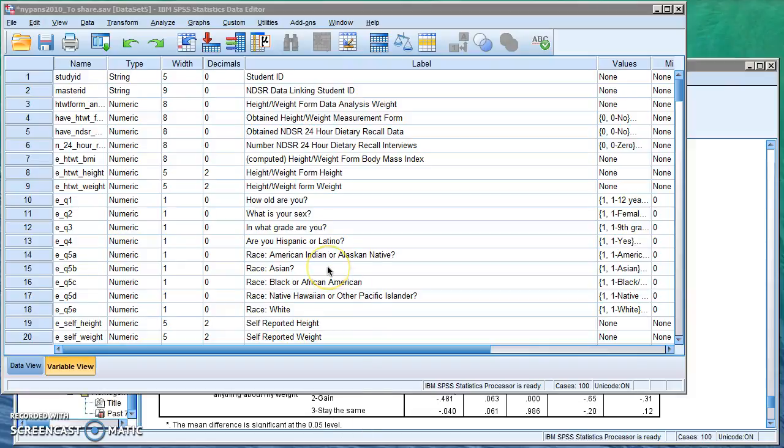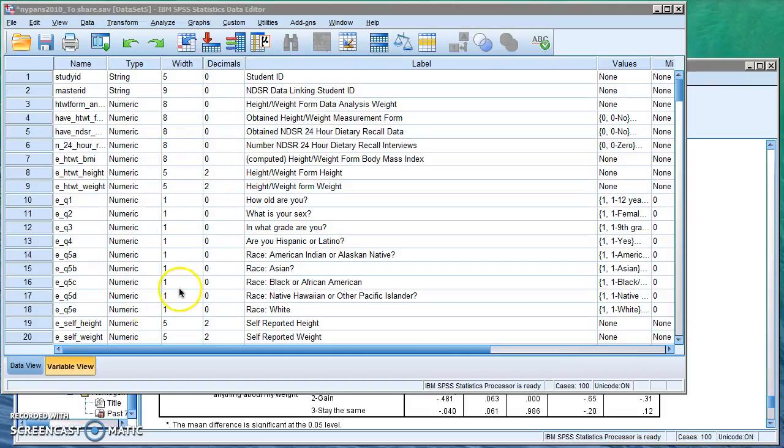I'll be using this data set to conduct an independent t-test. My question is, is there a difference between students who were active for at least 60 minutes or not the previous day in terms of the number of days they bring their own lunch to school from home?